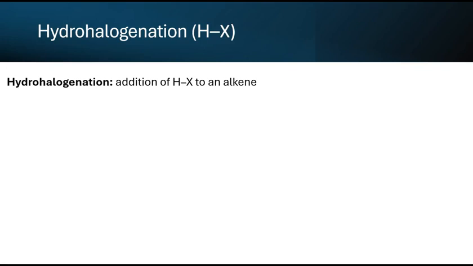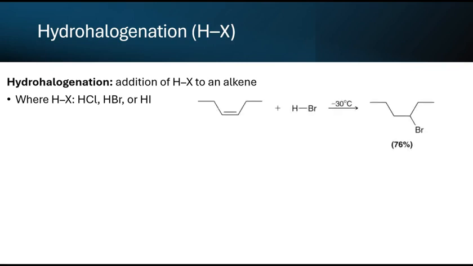Hydrohalogenation. Hydrohalogenation is the addition of HX to an alkene. HX will be either HCl, HBr, or HI. When HCl, HBr, or HI adds across a double bond at low temperatures, the addition reaction will result in a halogenated alkane.